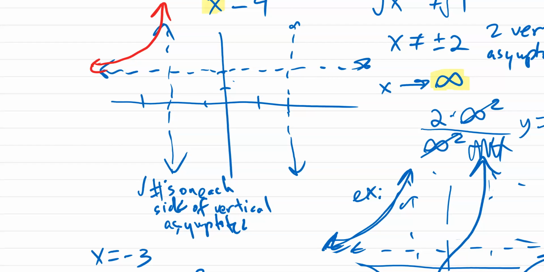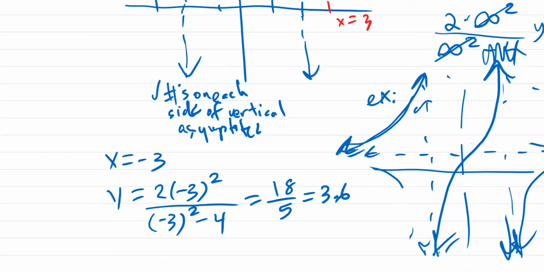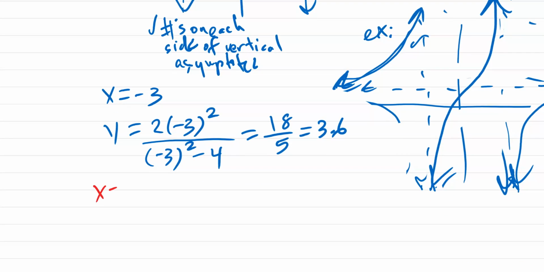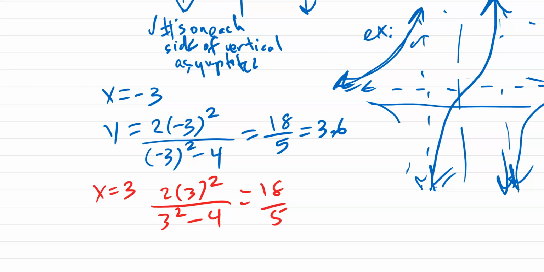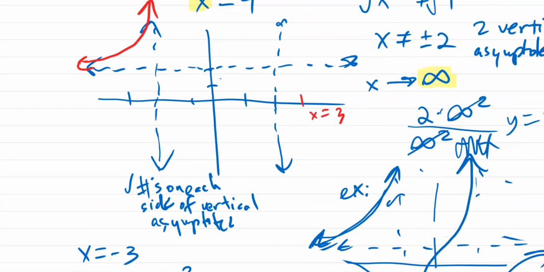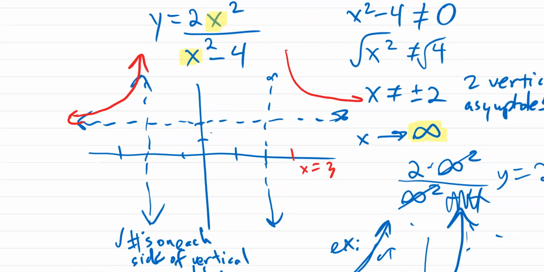If I check past 2, I would check something like x equals 3. Two times 3 squared over 3 squared minus 4, again 18 over 5, 3.6. That tells me this is up here. So from my experience, I think this is going to be down like this. But let's check.